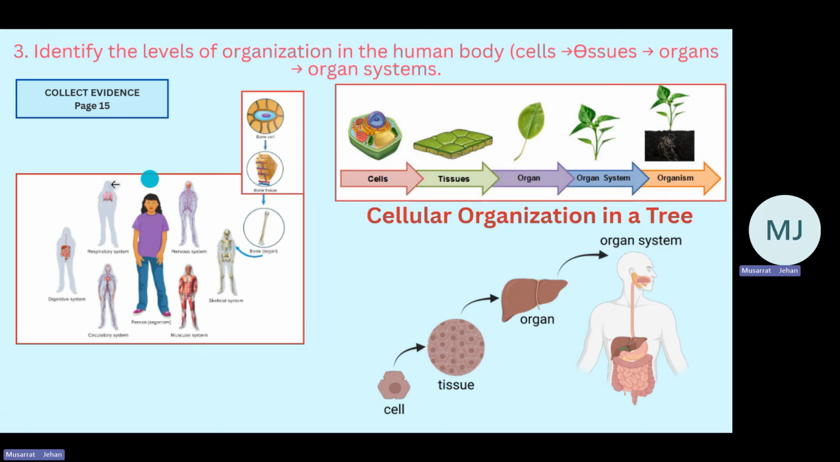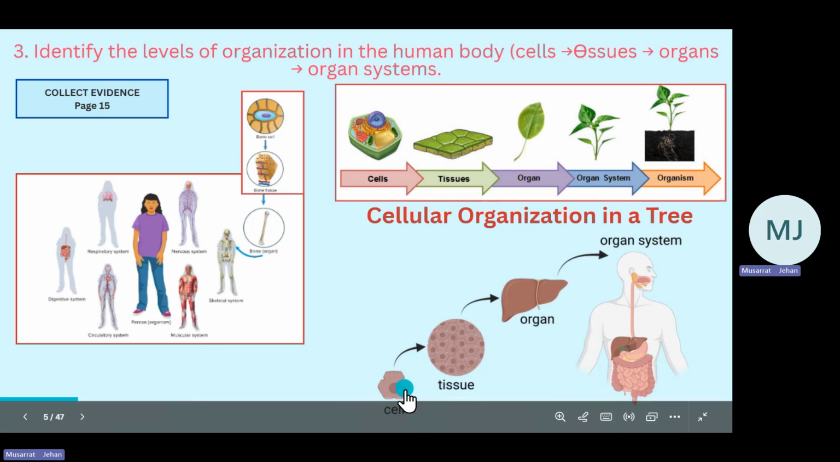Here there are some examples. Bone cell, bone tissue, bone, which is an organ, and then the skeletal system, which is the system. Example from a plant: plant cell, forming a tissue, you can say the dermal tissue, for example. Then you have an organ like the leaf, organ system, which is a shoot system, and then the plant, that is an organism. Another example here you can see is of a cell forming a tissue. Tissue is forming an organ, for example, a liver, and liver is part of the digestive system. So I hope you understand this question.